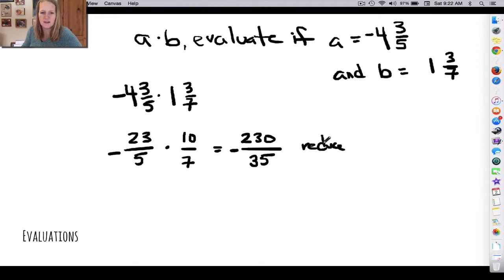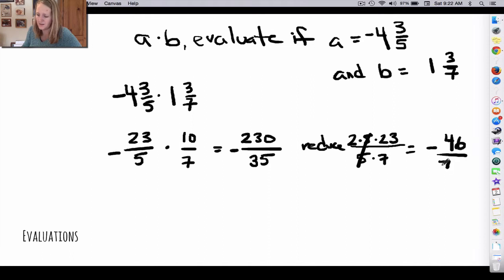We'll reduce. And I would say that the 5 and 7, 7 is a prime number, so 5 is the only one that could potentially be in here. And it is in 10, we know. So what I would do when I go to figure out the factors is honestly say 2 times 5 times 23, which is the only way you can do it, and then 5 times 7. Get rid of that 5, and we get negative 46 over 7.